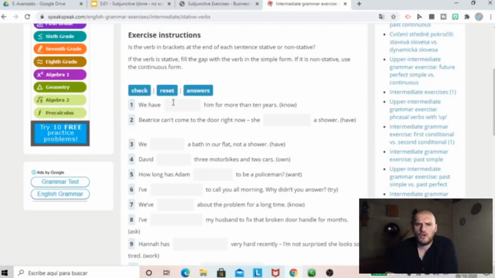Okay. We have known him for more than 10 years. Okay, so that's going to be present simple. We have known, lo hemos conocido. Beatrice can't come to the door right now. She have a shower right now. Okay, so that's present continuous. She is having a shower.